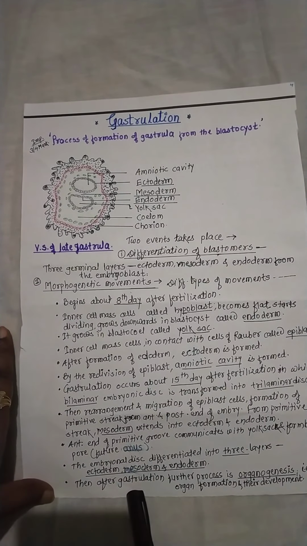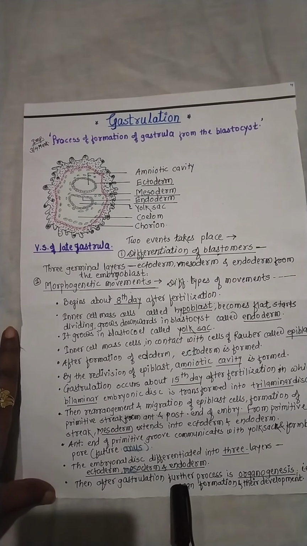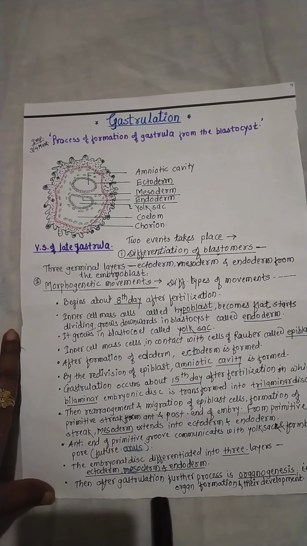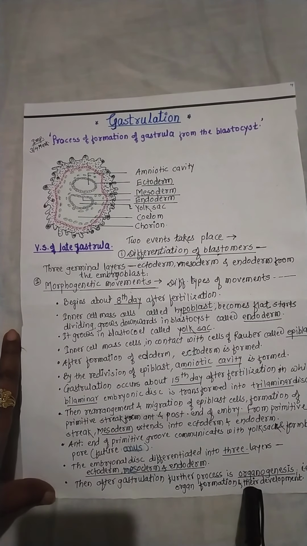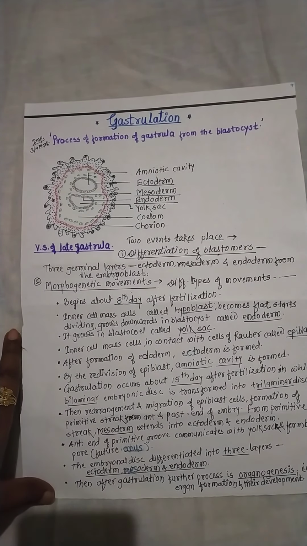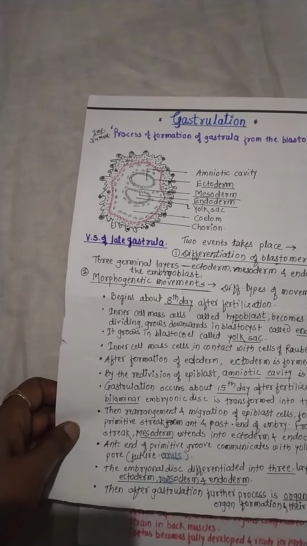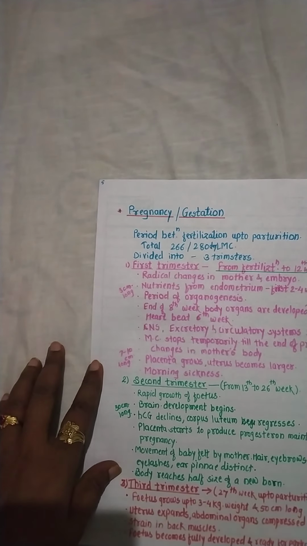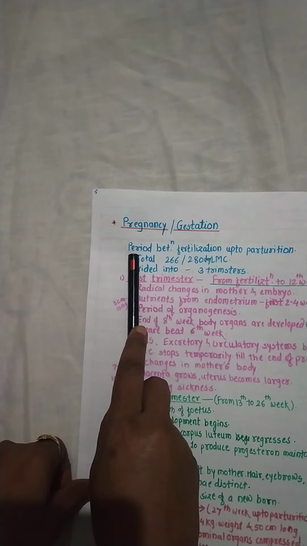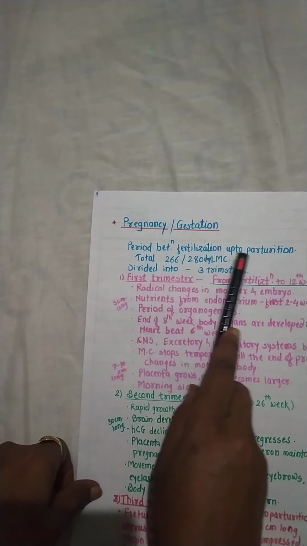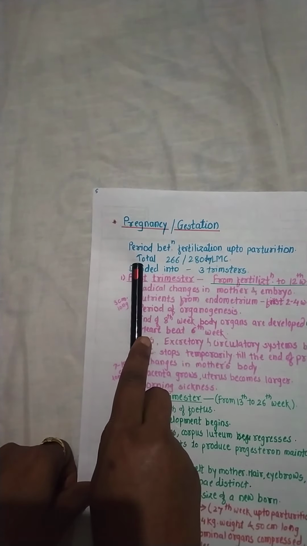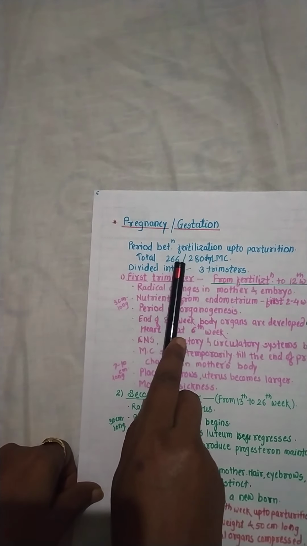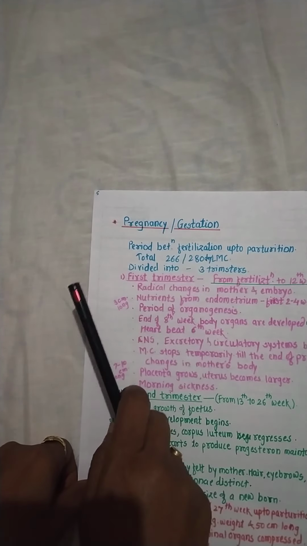Then after gastrulation, the further process is organogenesis. That means organ formation and their development takes place. Thus the gastrulation process completes. Now after the gastrulation process, the next step is known as pregnancy, or gestation. It is the period between fertilization up to parturition. It is a total of 266 days, or 280 days from the last menstrual cycle.